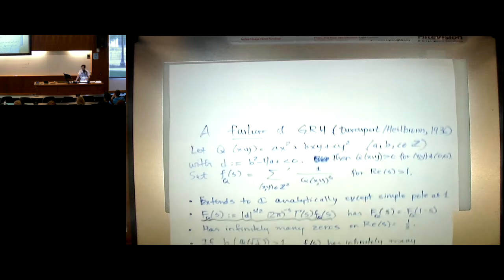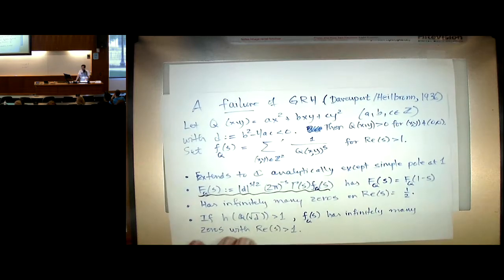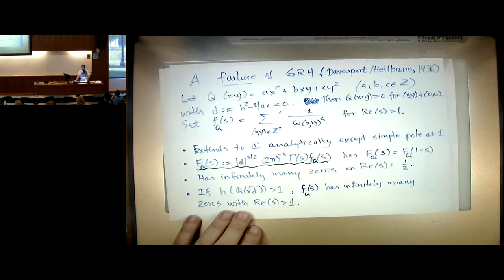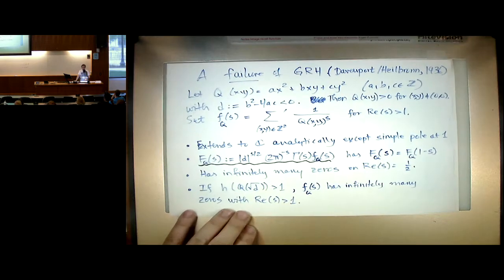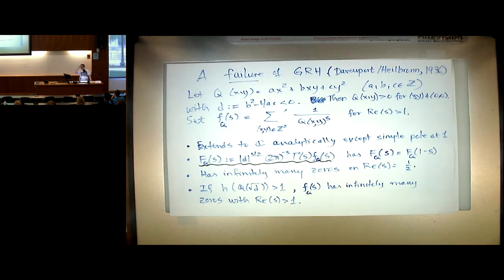And here's the surprise. If the field Q adjoined root D has a class number bigger than 1, which has been discussed in the lectures in arithmetic statistics, in the lectures in algebraic number theory. If this field, which is an imaginary quadratic field, D is negative, if the class number is bigger than 1, then this series, in fact, has infinitely many zeros with real part bigger than 1. So a pretty strong violation of the generalized Riemann hypothesis.